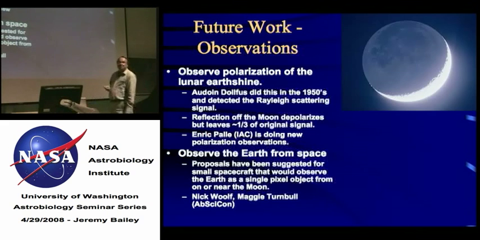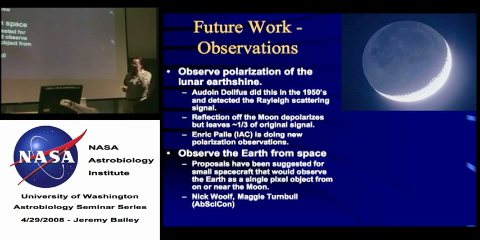Okay, so how do we follow up this work? We would like to get better observations of what polarization phase curve the Earth actually produces. And there's a couple of ways you can do this. You can observe the lunar Earthshine. This is Earth light scattered off the dark side of the moon.